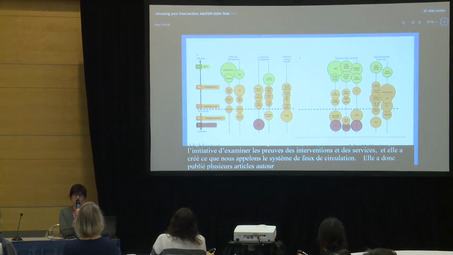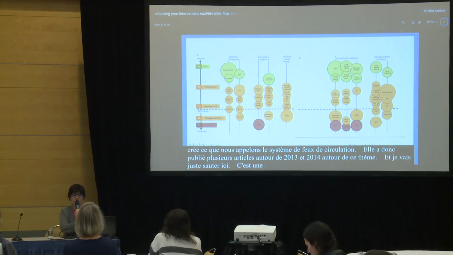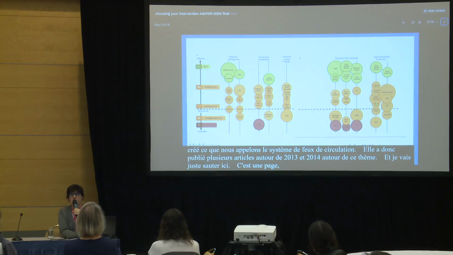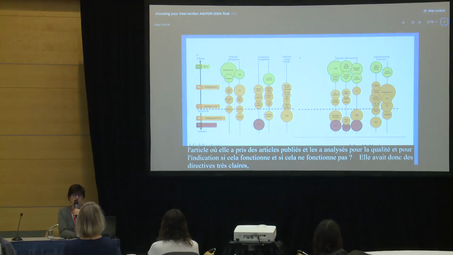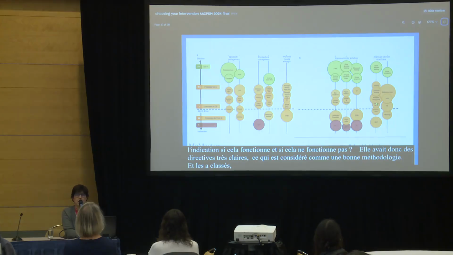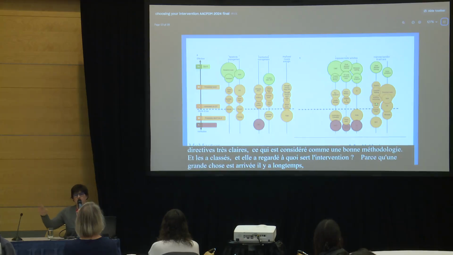It's one page, one graph of many of these in the paper, where she has taken published papers and analyzed them for their quality and for the indication of does it work and does it not work. So she had very clear guidelines, what is regarded as good methodology, and ranked them. And she looked at what are we using intervention for. Because a big thing is, a long time ago, there was a very generalized approach of, oh, you have CP, so you go to physio.